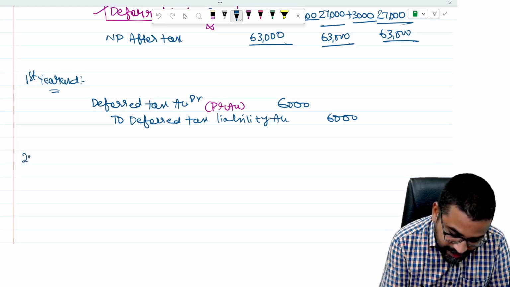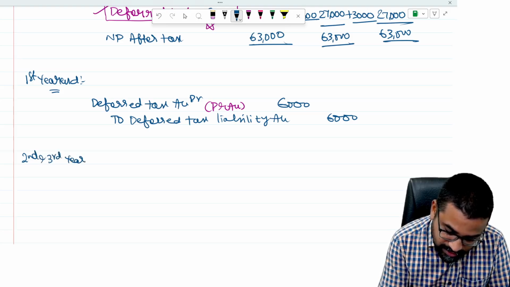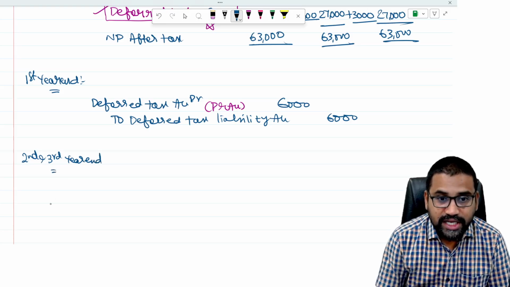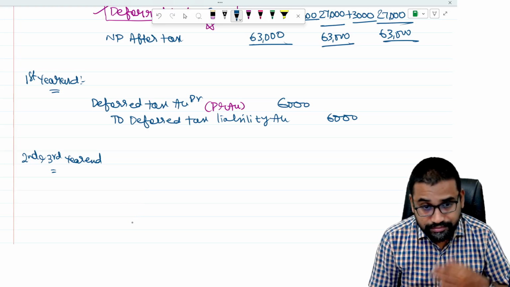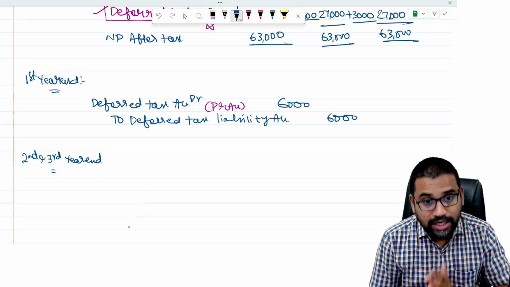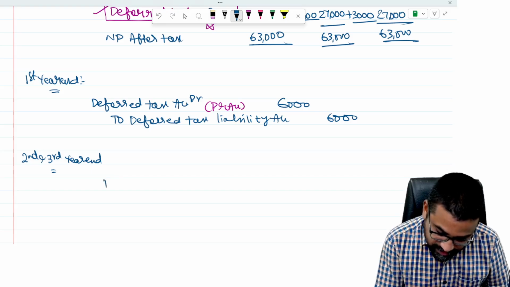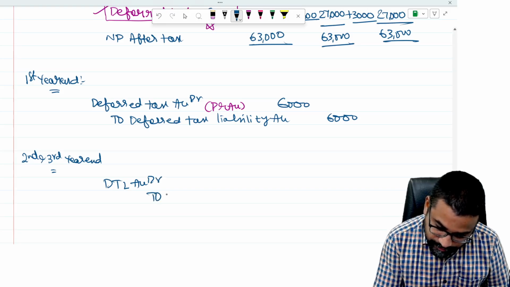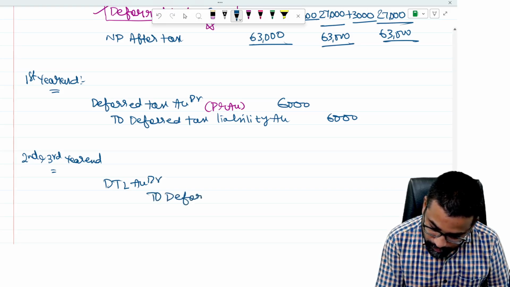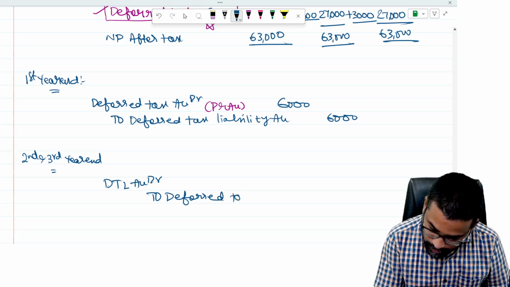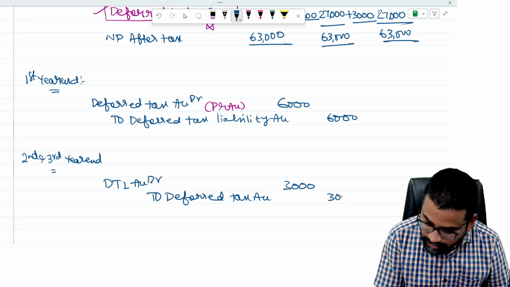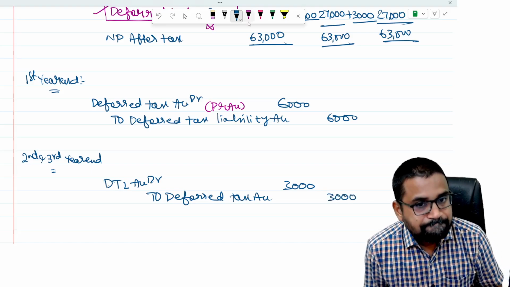And second and third year end, what happens? Tell me. Second year 10,000 reverses, third year 10,000 differences. So whatever the deferred tax liability you booked, you just reverse the entry. That is DTL account debit to deferred tax. $3,000, $3,000. That's it.